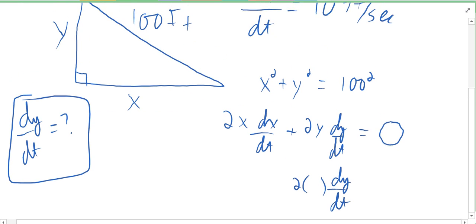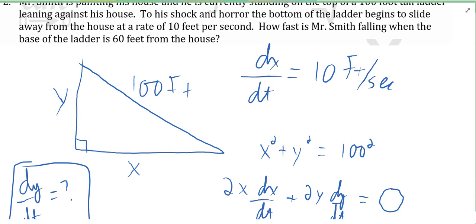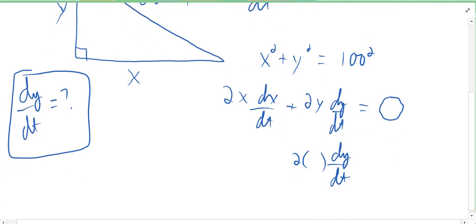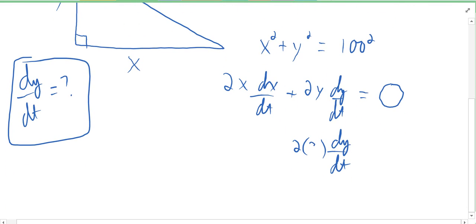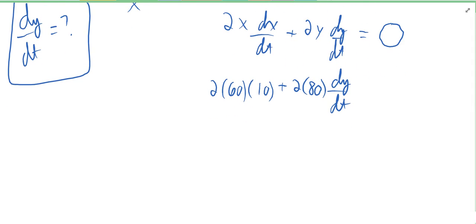Because if x is 60, which is what they told us in the problem right here, and the hypotenuse is 100, then y has to be 80. That's a 3, 4, 5 triangle. So this works out a little bit nicer than the last one in terms of the numbers we get. dx/dt was 10, and x was 60. So that's the whole problem. We just got to solve for dy/dt.